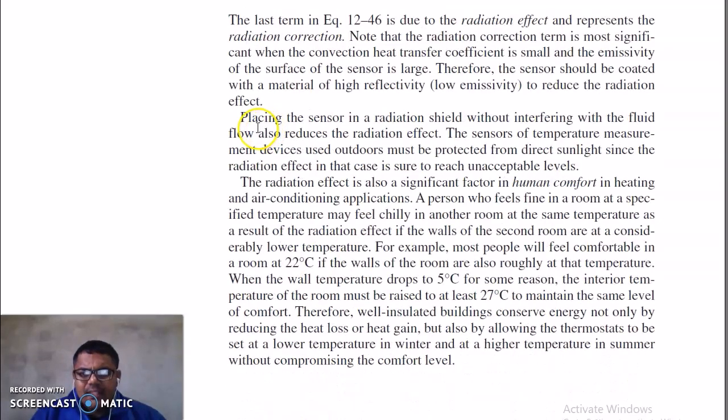The second method is placing the sensor in a radiation shield without interfering with the fluid flow, which also reduces the radiation effect. The sensor of a temperature measurement device used outdoors must be protected from direct sunlight, since the radiation effect in that case is sure to reach unacceptable levels.